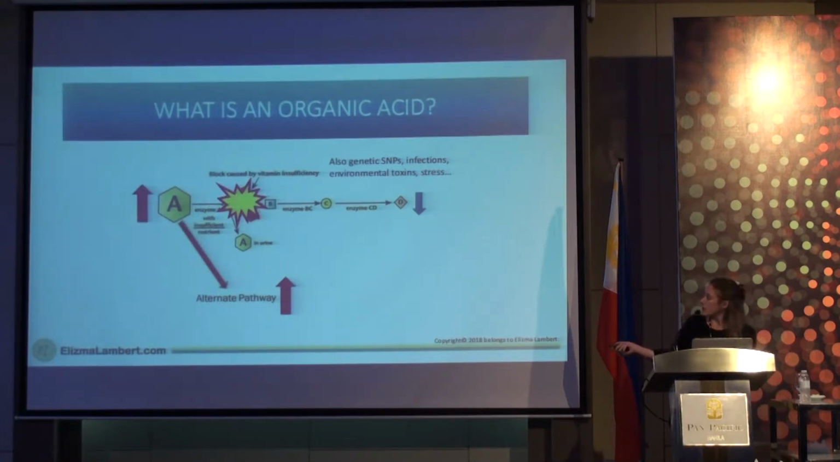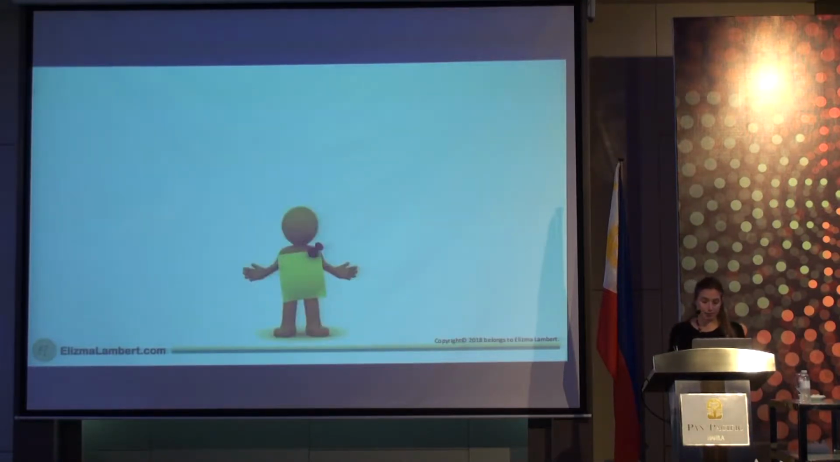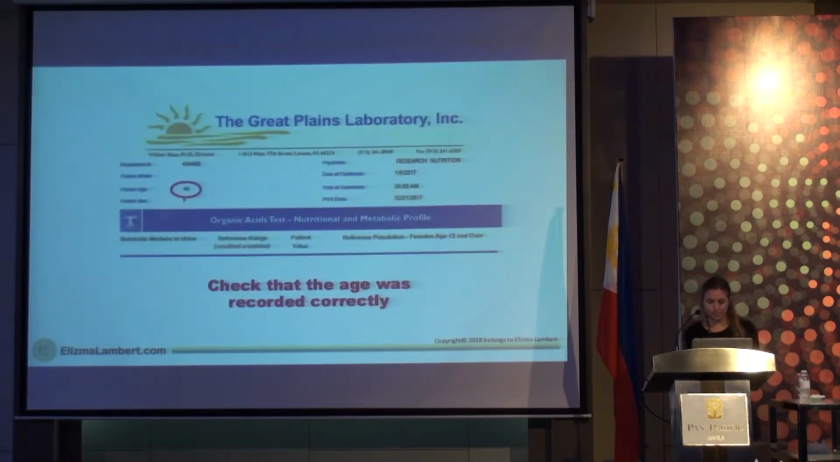So essentially, when that goes wrong, in a test result it will be reflected as either higher levels of the substrate, higher levels of the alternate metabolites, or lower levels of the normal downstream metabolites. And if you understand this concept, then the rest is actually really easy in terms of interpreting the test. But before we continue, there are a couple of pitfalls just to warn you about, or just little things that you need to check to make sure that you are reading and interpreting the organic acid test correctly. And this is the stuff that no one tells you about, but it can make all the difference.